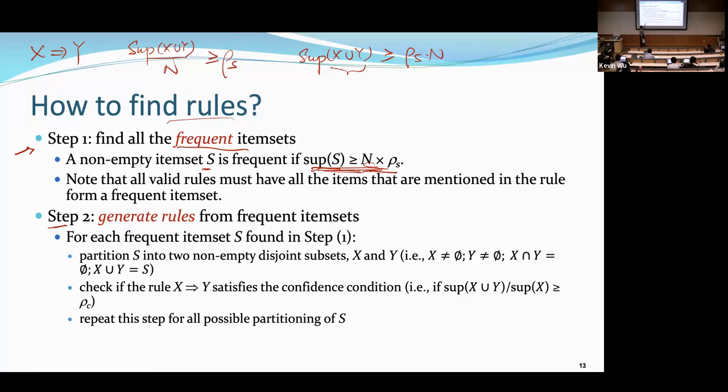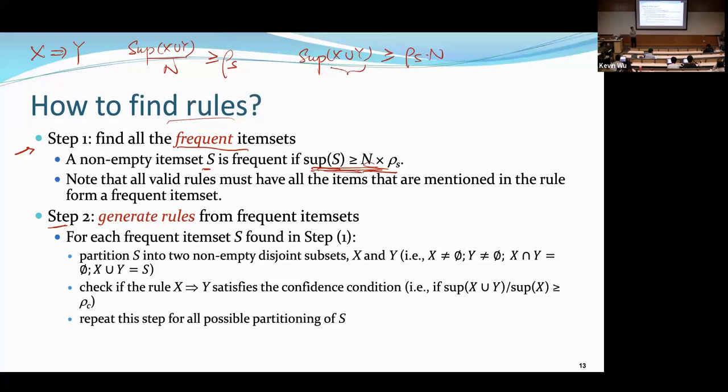And then we have to repeat the steps for all possible partitionings of the set S. And once that is done, we take another frequent item set that we obtain from step 1 and we do all of these again. So for all frequent item sets that we found in step 1, we consider all possible partitionings of S that satisfy these two bullets. And those that satisfy these two bullets will be reported as valid association rules. So this is the general framework of how we discover association rules from the data sets.